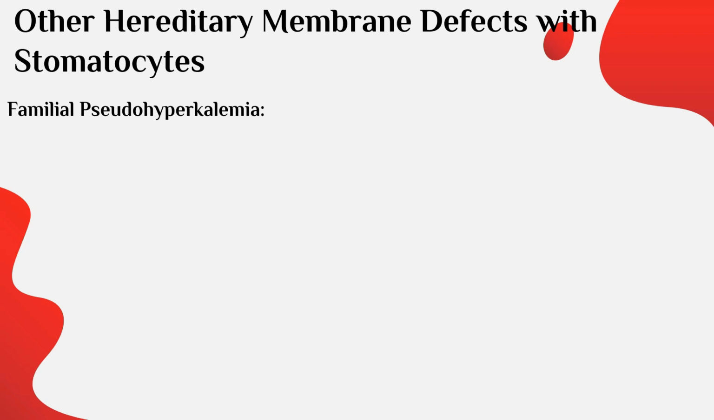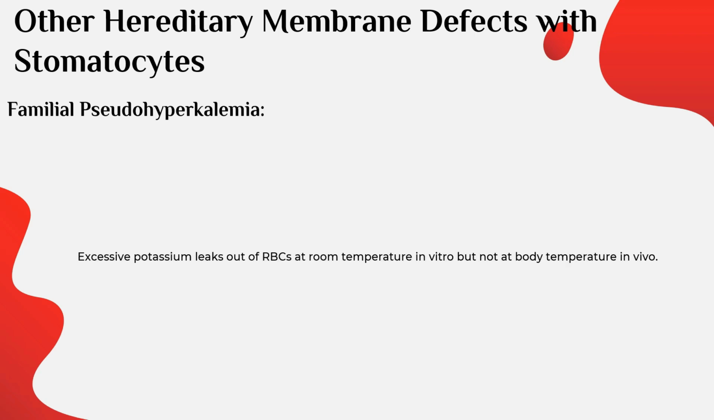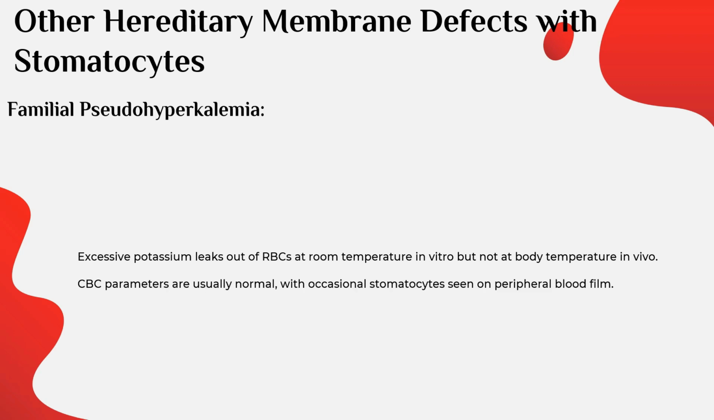Familial pseudohyperkalemia. Excessive potassium leaks out of RBCs at room temperature in vitro but not at body temperature in vivo. CBC parameters are usually normal, with occasional stomatocytes seen on peripheral blood film. Gene defect associated with disorder not yet identified.